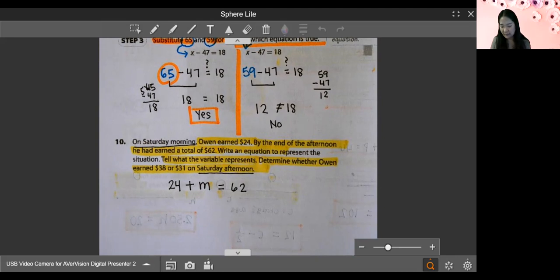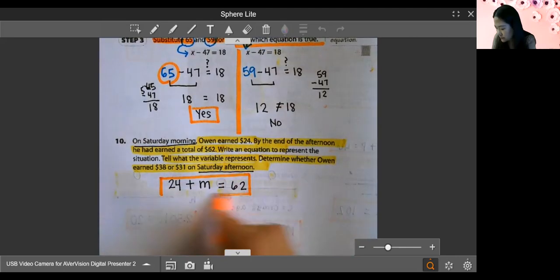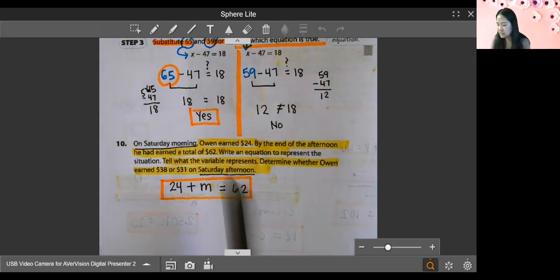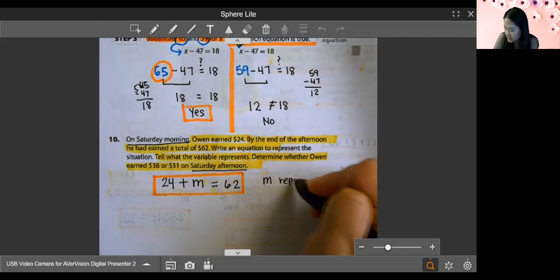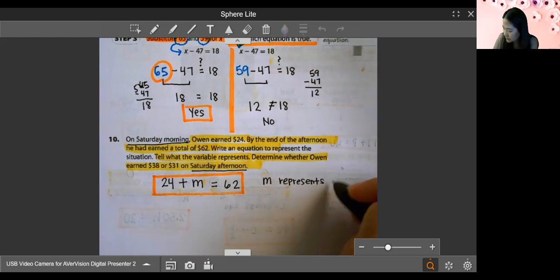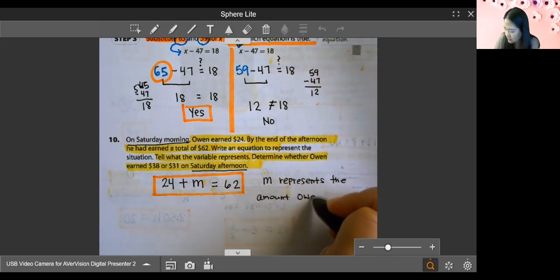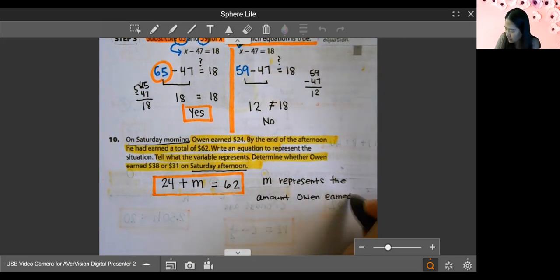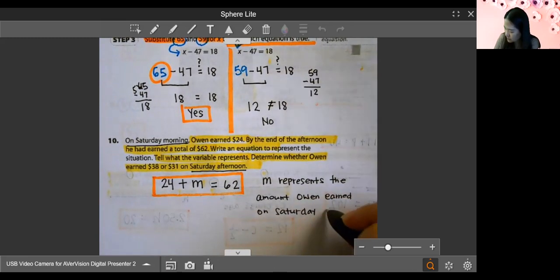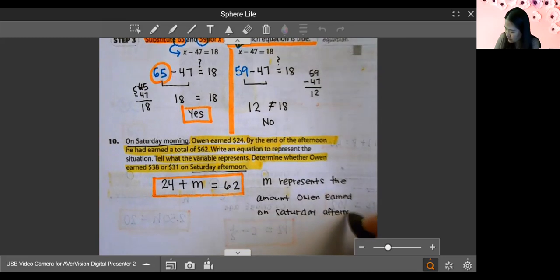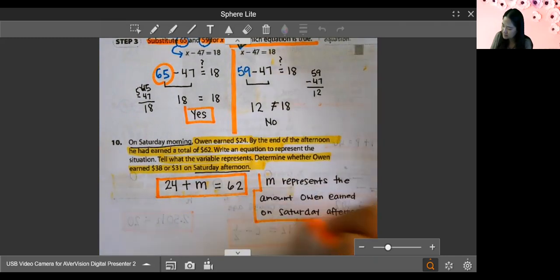Okay, so I did my first part, which is write the equation. Let's do the second part, which is tell what the variable represents. M represents the amount Owen earned on Saturday afternoon. That's the answer for what the variable represents.